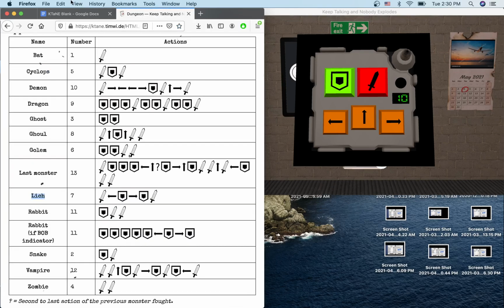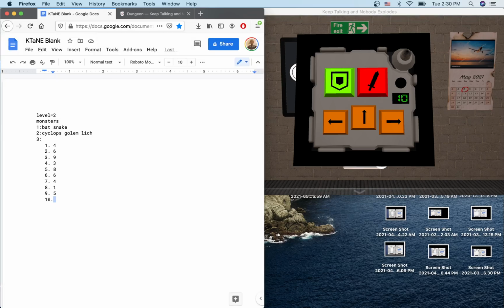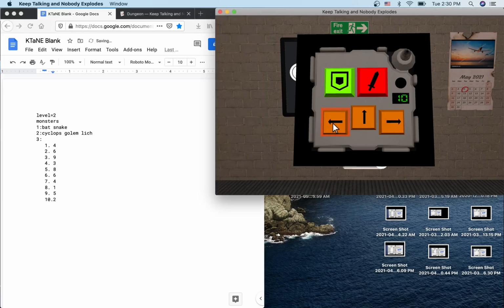Now the calculation for level 10. Lich has the associated number of 7. 5 minus 7 is going to be negative 2. Absolute value is 2. So we're going to move to the left. Once again, 0, 1, 2 is left, 3, 4, 5, 6, 7, 8, 9.